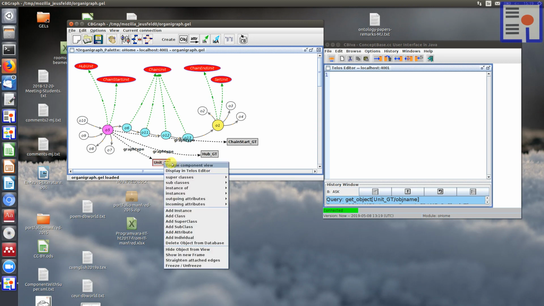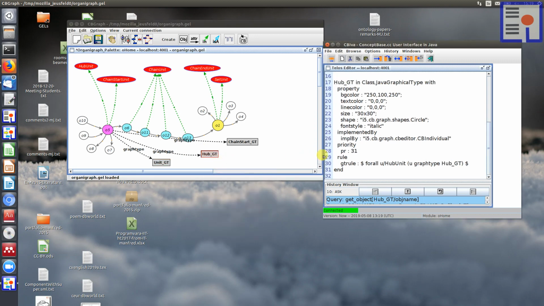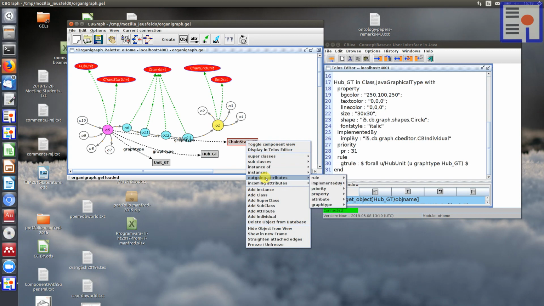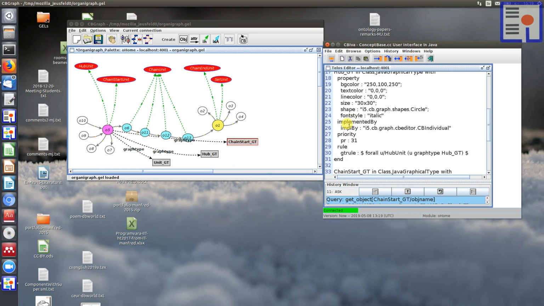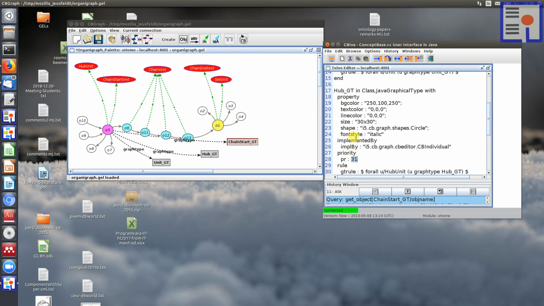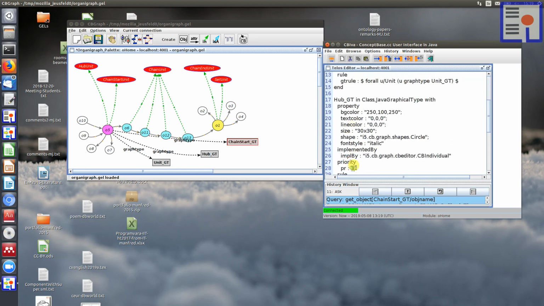Let's have a look at the definitions. So that one we also had a look at. So the second one is this one, and the third one is this one here. Chain start unit has priority 21. Hub unit has priority 31, and unit has priority 20. So the highest priority here is 31. So it will be displayed here as the hub unit, which has this violet-like color, and the rest is the same.